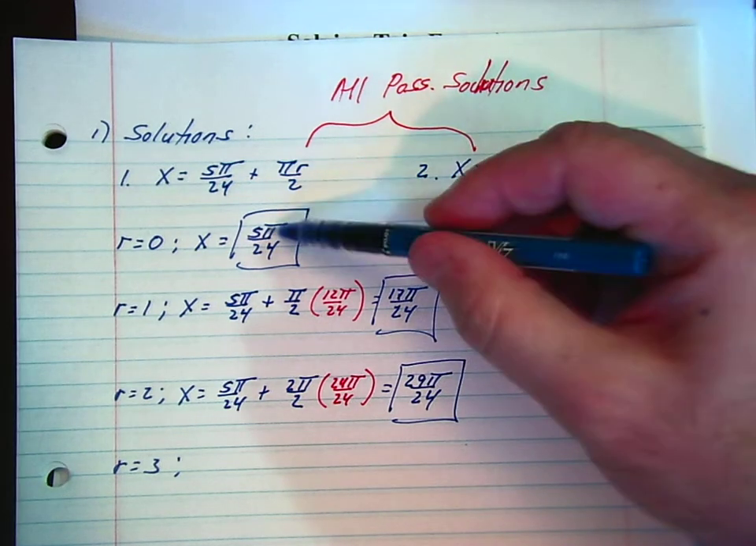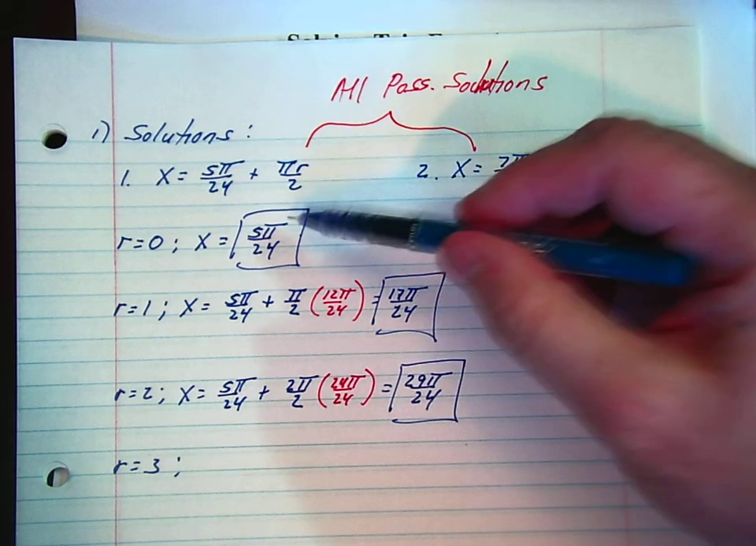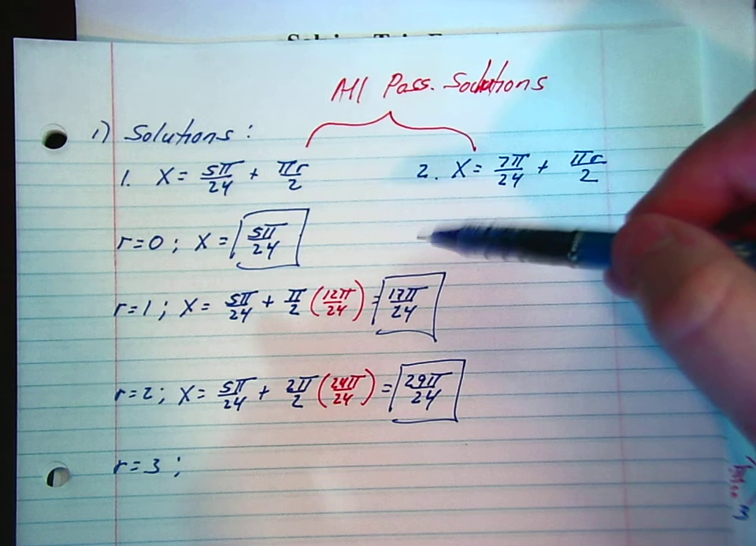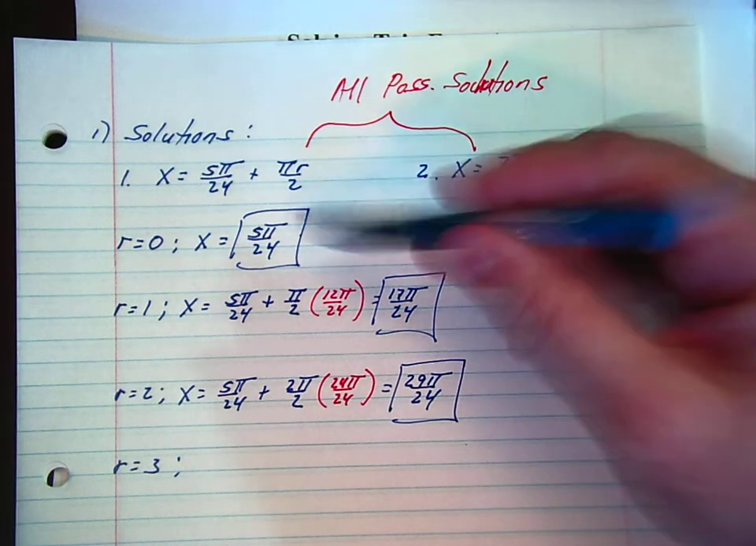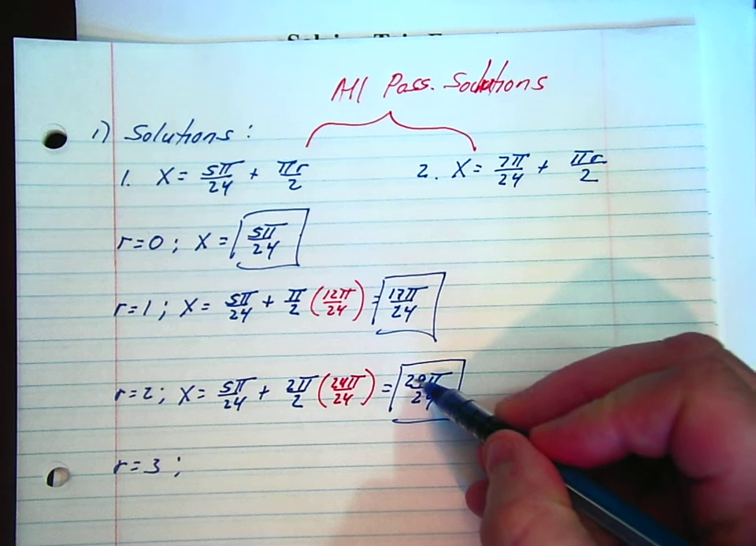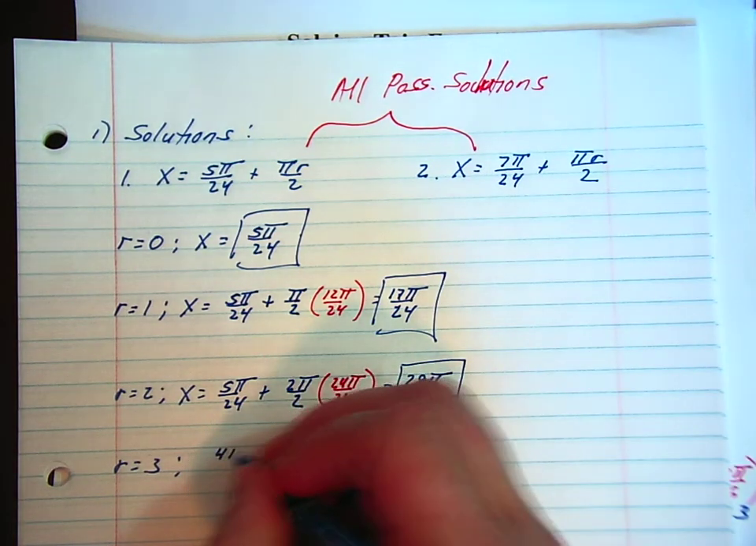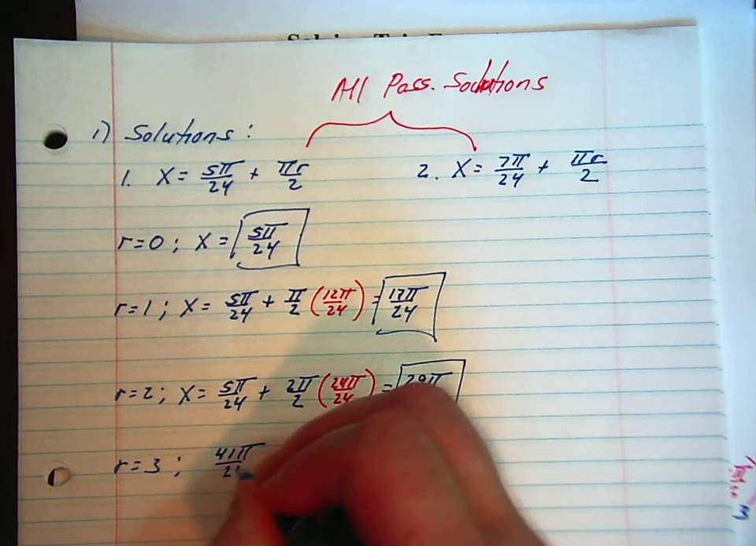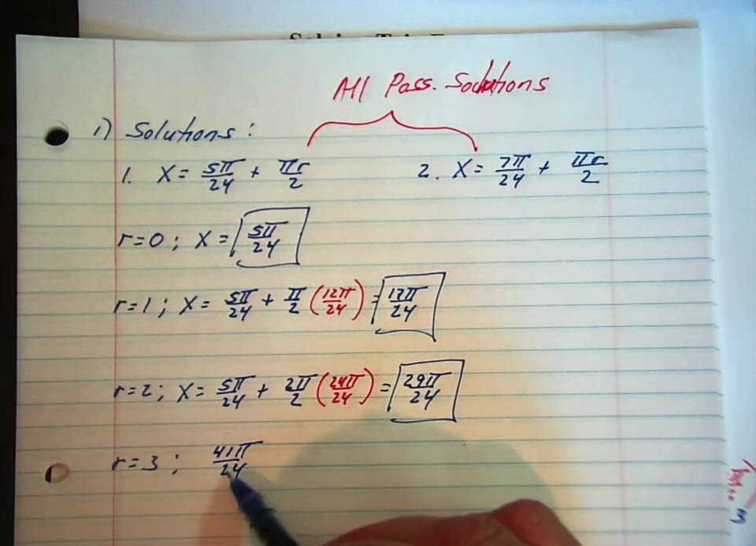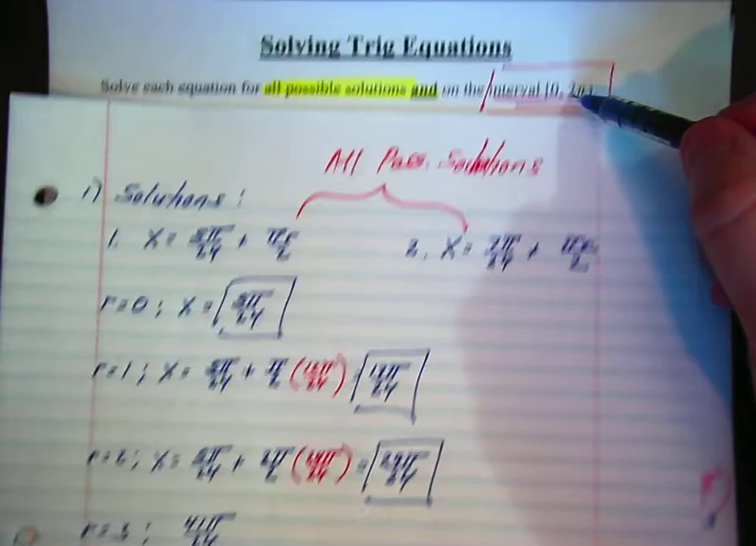Now, if there is no pattern here, that means you made a mistake. So that's a quick check to make sure you get, like, say, the first 3 right. In this case, I'm good to go because it went up by 12 each time. So now I'm going to go up 12 again from this, and that'll give me, what, 41 pi over 24? 41 pi's over 24. Does that fall in between 0 and 2 pi? Yes. So that one's still good.